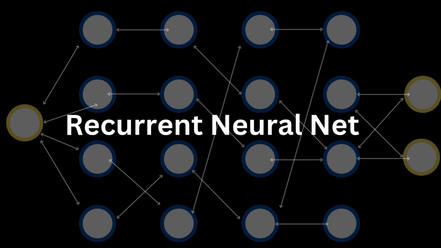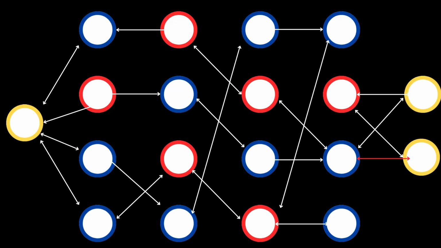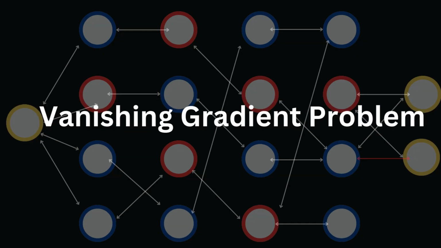But it has some drawbacks too. For example, if we get a large amount of data, then some neurons start to forget some data, and the data they forget may be important or may not be important. But if it is important, then it is a basic problem for us. This type of problem is known as the vanishing gradient problem.